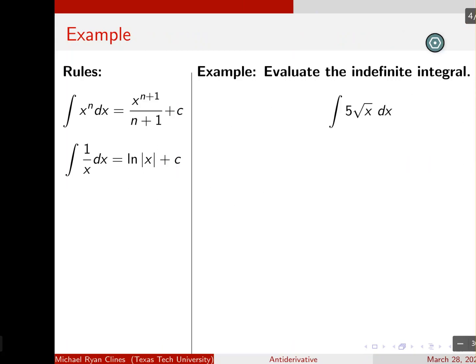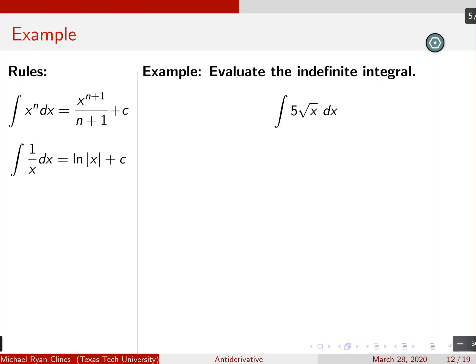Let's see another example. Here, we have the integral of 5 times the square root of x. Now, that one looks weird. We have the square root of x in there. We do not have a rule for the square root of x, do we? Well, to answer that question, the first thing we need to do is rewrite this. Whenever you're given a problem in a weird form, the first thing you should always do is try and rewrite it into something simpler.